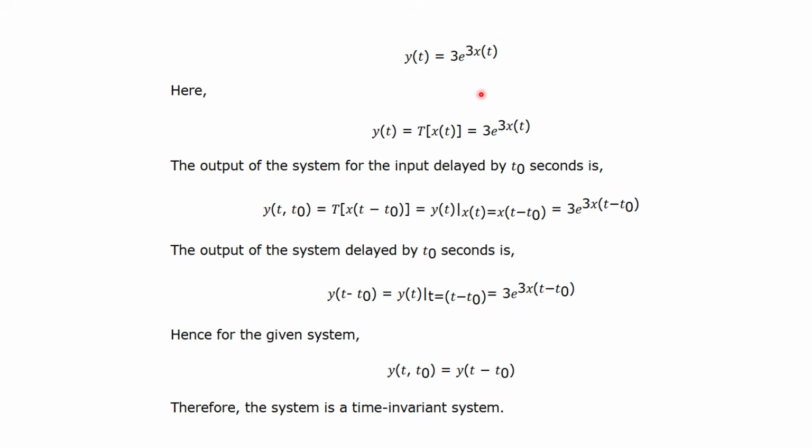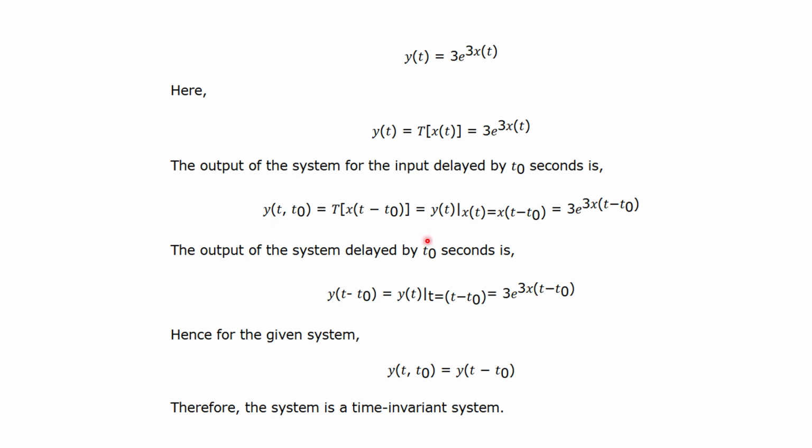Here is another example, the exponential function of 3x(t). Now if you shift the time by a certain amount, you will observe the same amplitude here, right? So there is no effect, so both are the same. We are shifting by t minus t naught, and then taking the output at the delayed point, so both are the same, so no problem. So this is the case of a time invariant system. Similarly, you can take some more examples.